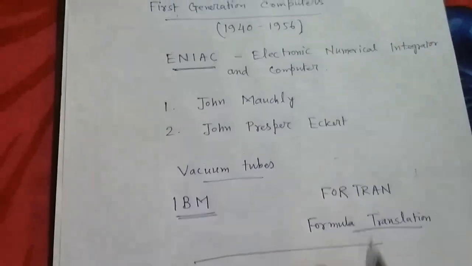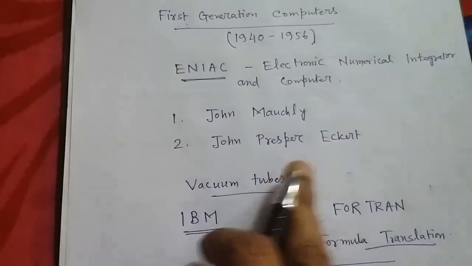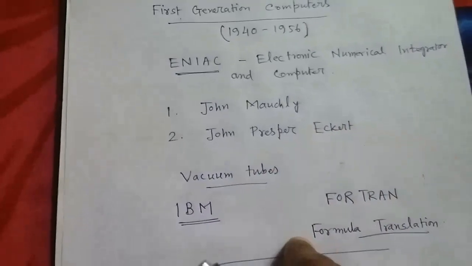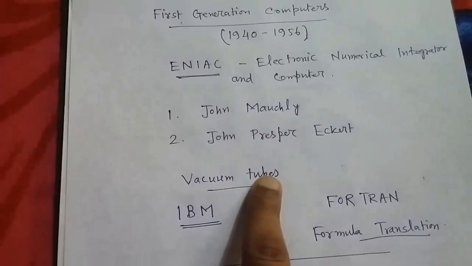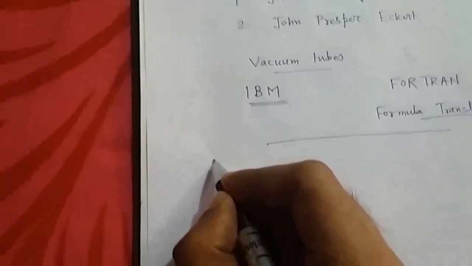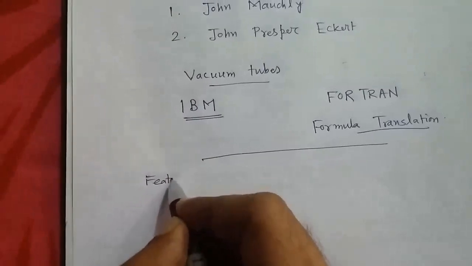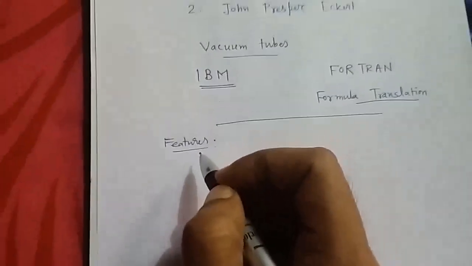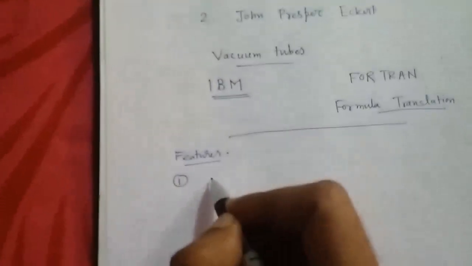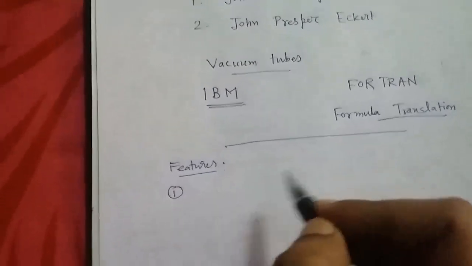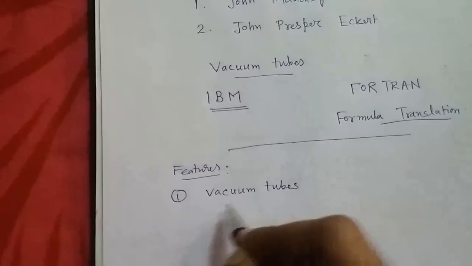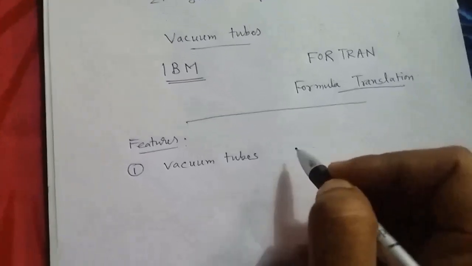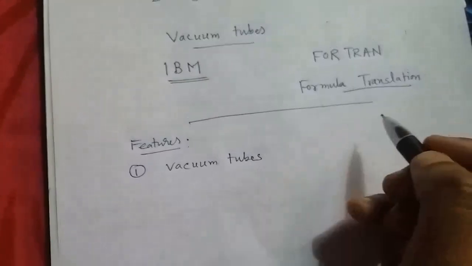These are the things to remember in the first generation. The most important thing is the electronic component used in these computers, and the answer is vacuum tubes. Now let's discuss some features of first generation computers. First, vacuum tubes were used as the main electronic component.